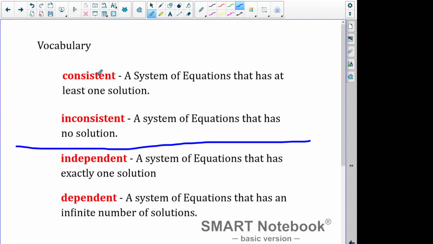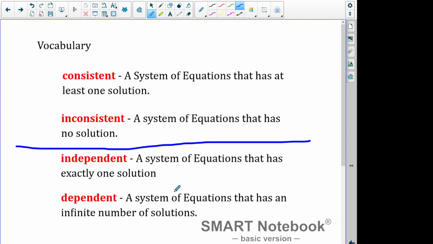Okay. If the lines are consistent, if they have at least one solution, then we know it can be either of two cases. They can either have exactly one solution, or they can be the same line and there would be an infinite number of solutions. So if there's only one solution, we call that independent. And if there are an infinite number of solutions, if they're the same line, we call that dependent.